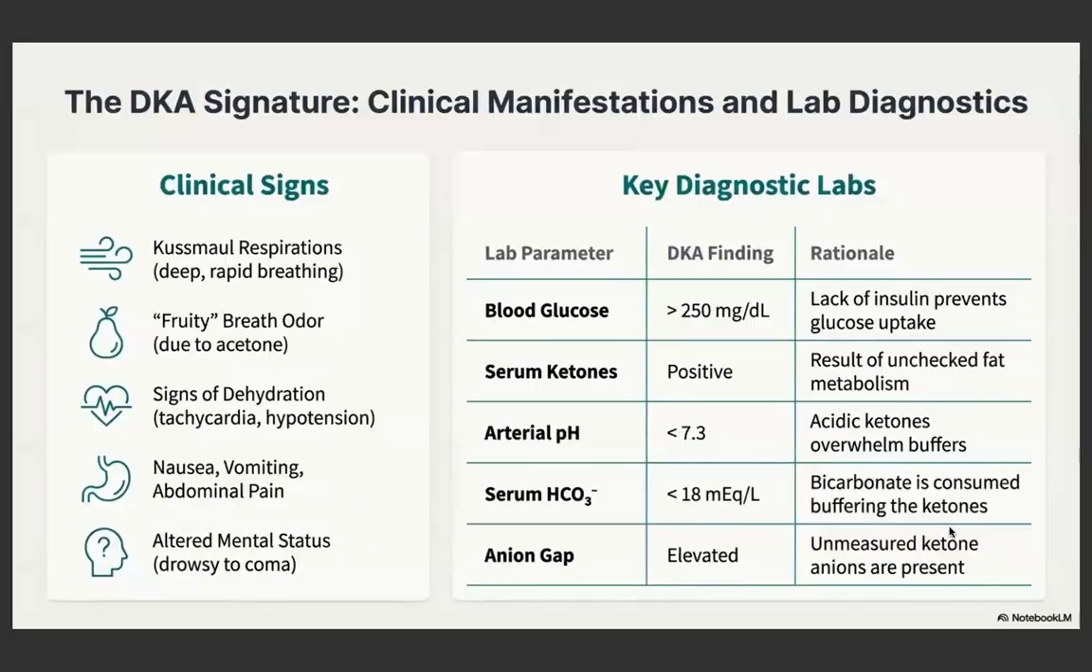So when looking at the standard stereotypical signs for DKA, we have the Kussmaul breathing, like I mentioned before. They also will have a fruity breath. That's because of the buildup of acetone in the body. They're obviously going to have signs of dehydration. Obvious signs of dehydration are hypotension, tachycardia. They'll have nausea, vomiting, and abdominal pain. And some individuals will have altered mental status if it has progressed pretty severely, anywhere from being drowsy or lethargic to coma.